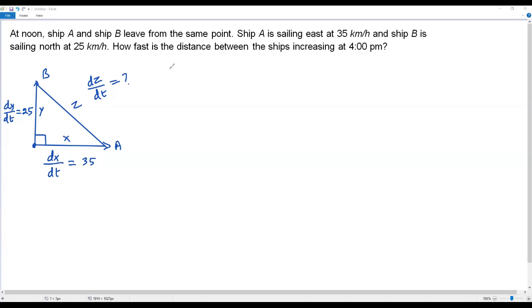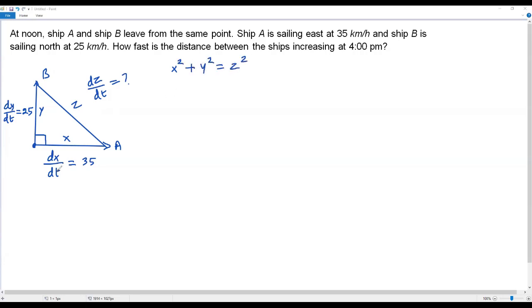By using the Pythagorean theorem, what do we get? The Pythagorean theorem says the sum of the squares of the two legs of a right triangle equals the square of the hypotenuse. Clearly, z represents the hypotenuse, because that's opposite the right angle. So now let me write the equation using the Pythagorean theorem. That is x squared plus y squared equals z squared.